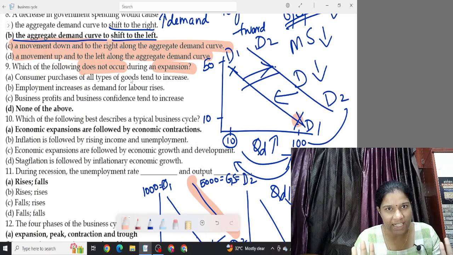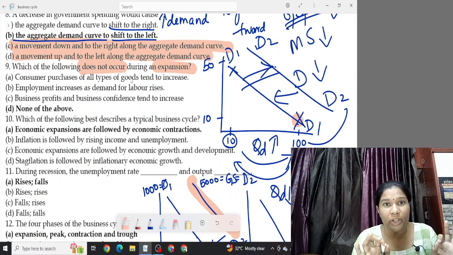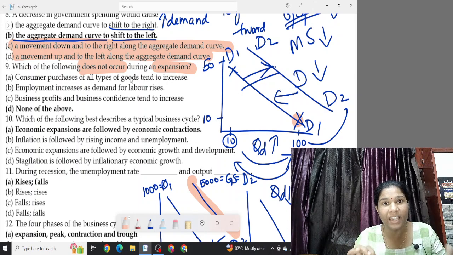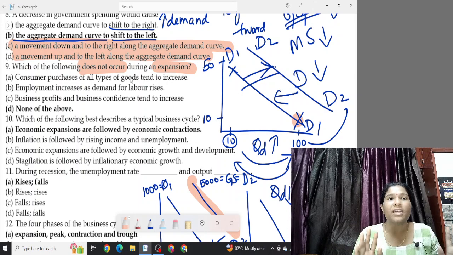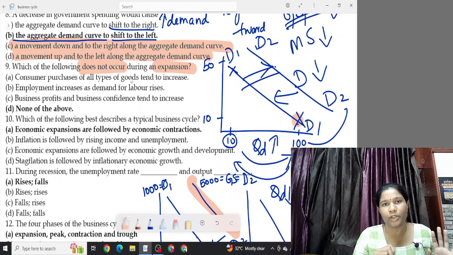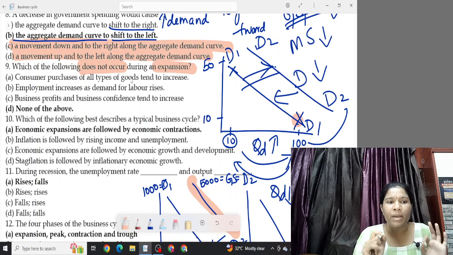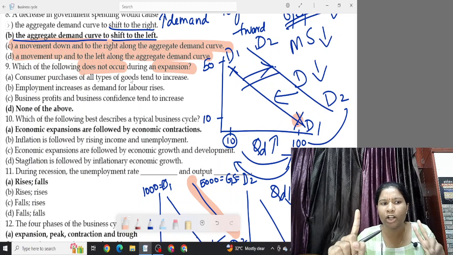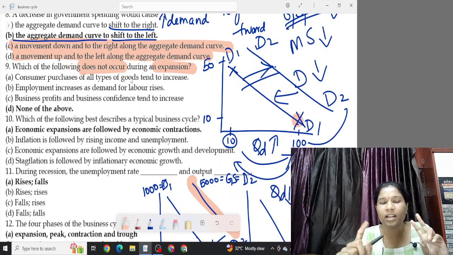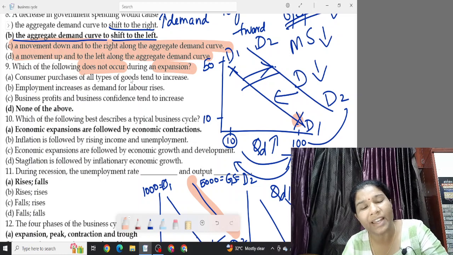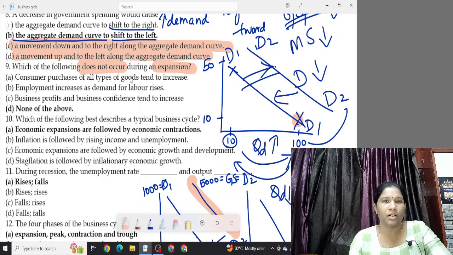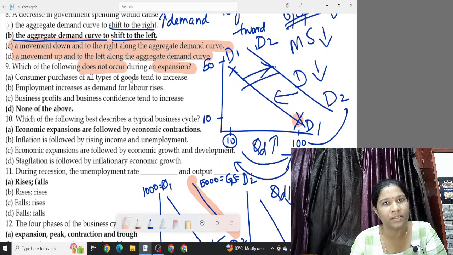Please understand, these types of question will definitely confuse you in the main exam, because here they are giving you two instructions for you. First of all, you have to remember the keyword expansion, and second of all, you have to remember the technical word does not occur. So which of the following does not occur during an expansion? They are not asking which of the following occurs during expansion.